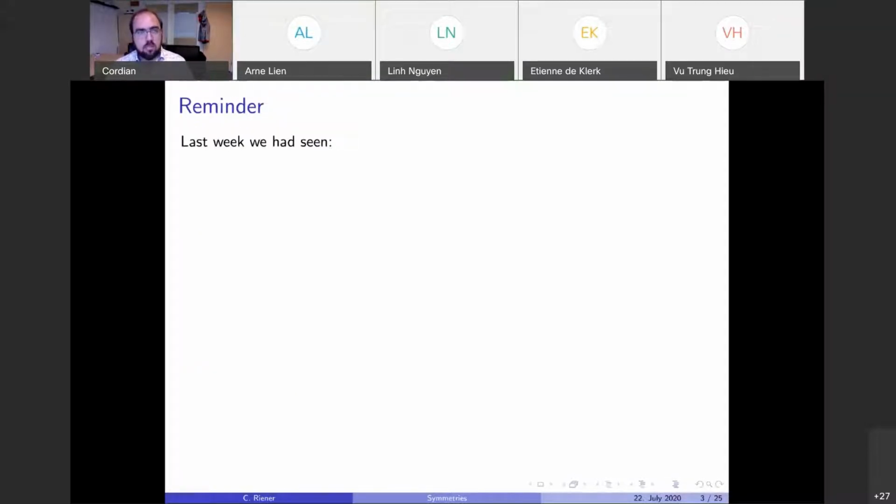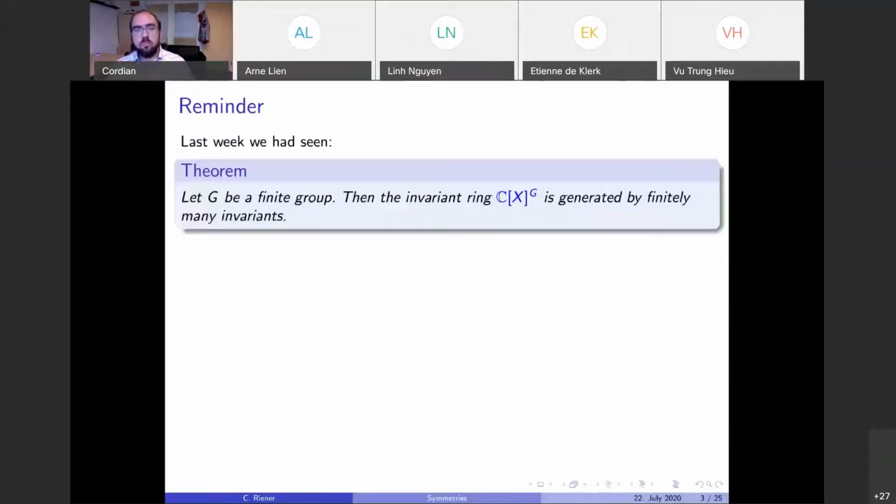As a small reminder, what we had seen last week, which is one of the core results in invariant theory, was the following theorem. Whenever we have a finite group G, we can look at the invariant ring. These are the polynomials that are left invariant by the group action. When the group acts on the vector space, we can also define an action on the polynomials. We defined this last week. Those polynomials that are fixed are called invariant polynomials, and they form a ring which is finitely generated.